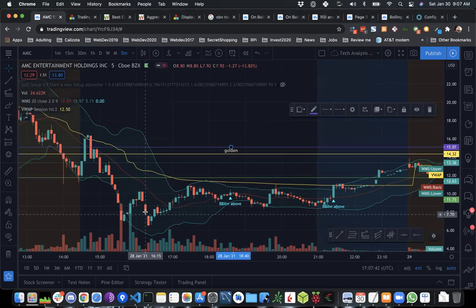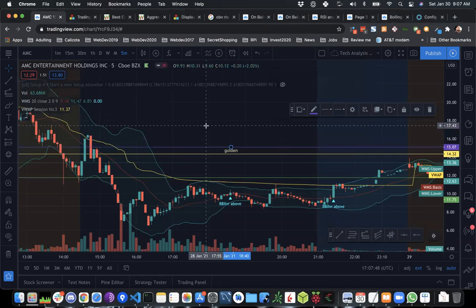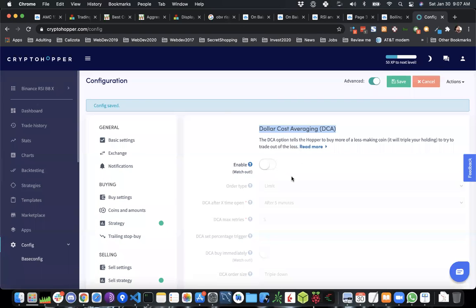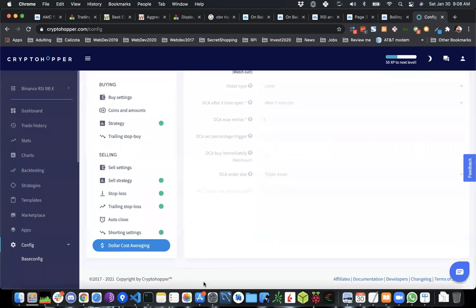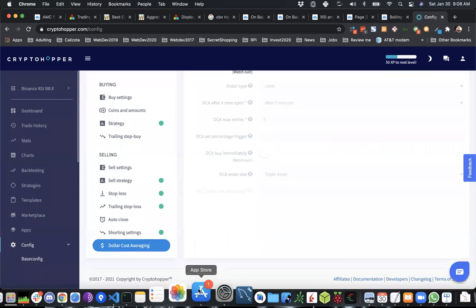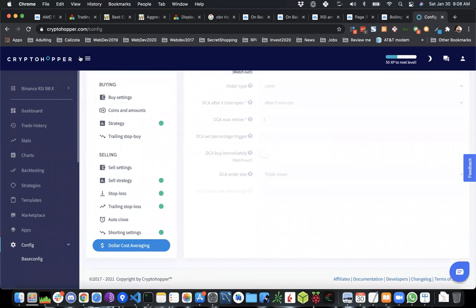So what happens is when this starts to rise again, now it only has to get to $15 for you to start profiting instead of $16. And so that range right there is your dollar cost average. And that's what dollar cost averaging is. I do not set that for my crypto hoppers, but I do it a lot in my trading, like my AMC shares.